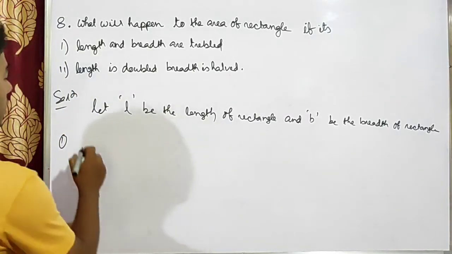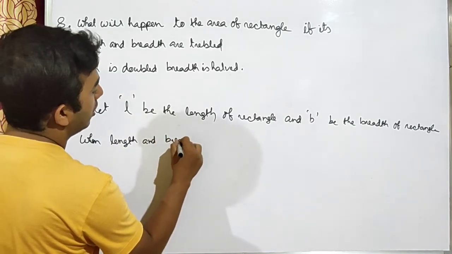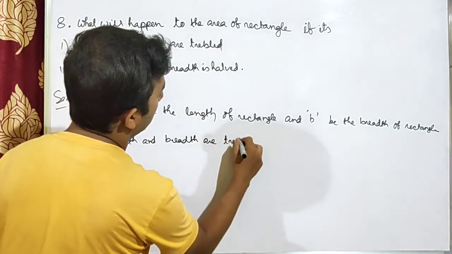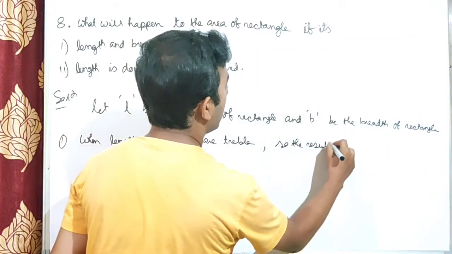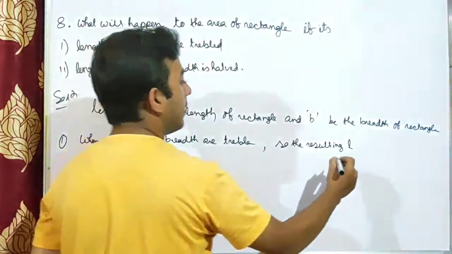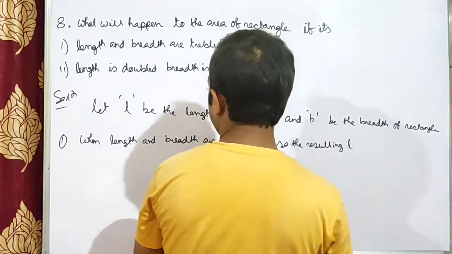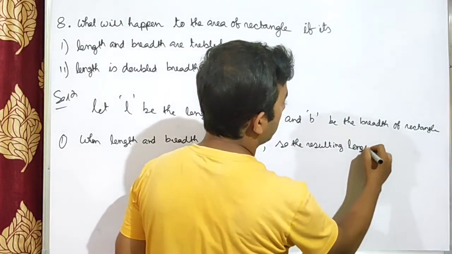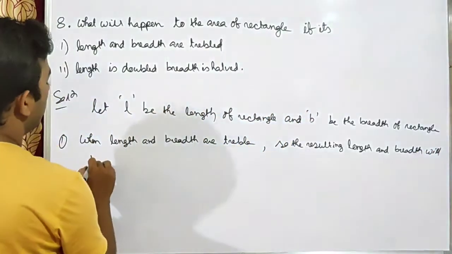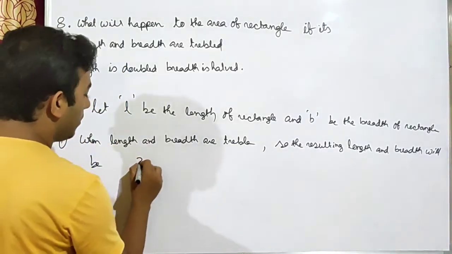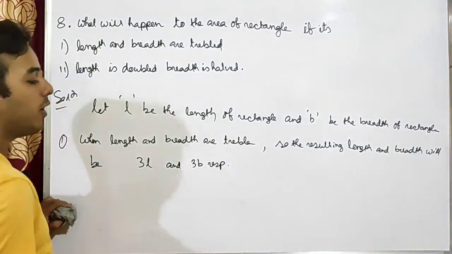Okay, so number 1, when length and breadth are tripled, what will the resulting length and breadth be? When length and breadth are tripled, the resulting length will be 3L and 3B respectively. 3L for length and 3B for breadth.